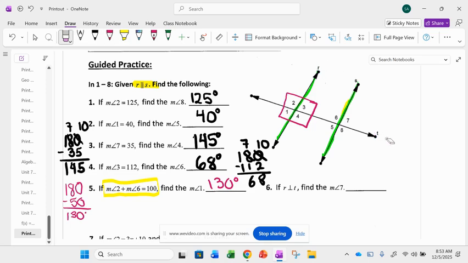Okay. So now it says find angle 7. Well, there's a million ways to find angle 7. What I'm going to do is use angle 3 and angle 7 and make that F. Do you guys see that? And the angles in the F are congruent, which means angle 7 is also 90 degrees.